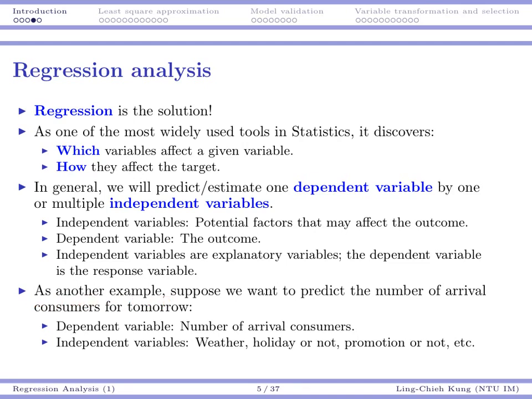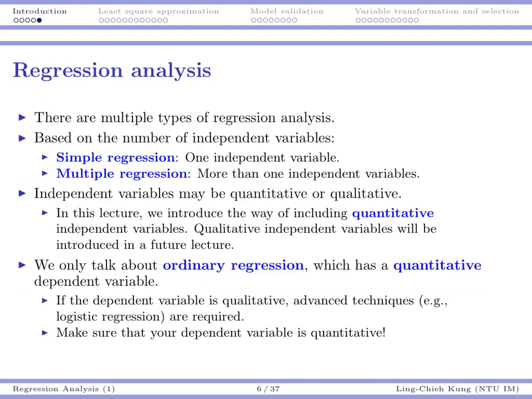As another example, suppose we want to predict the number of arrival customers for tomorrow. Okay, this is something that we don't know. So we are interested in understanding the number of arrival customers. Then some independent variables, or some variables that may help us to explain or to predict, are what's the weather tomorrow, whether tomorrow is a holiday, whether there is a promotion or not, what's the price for that product, etc. Okay, so that's just one example.